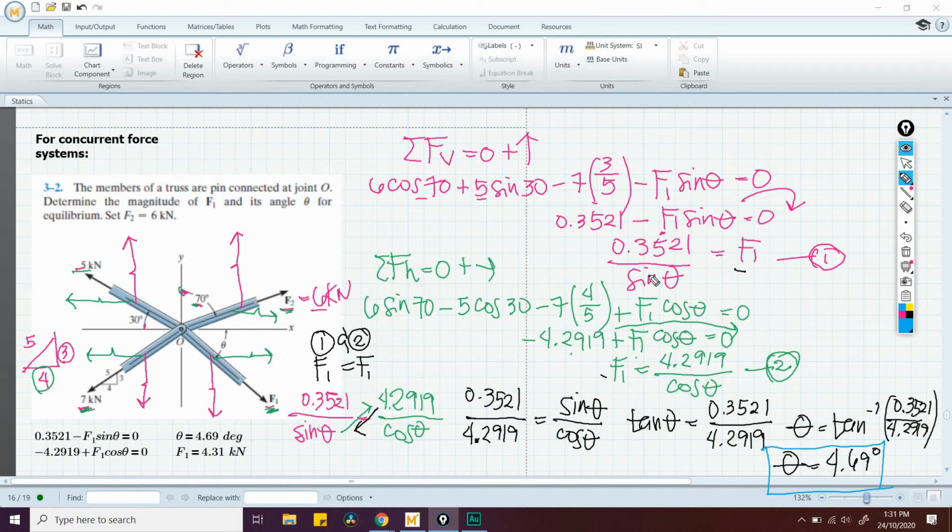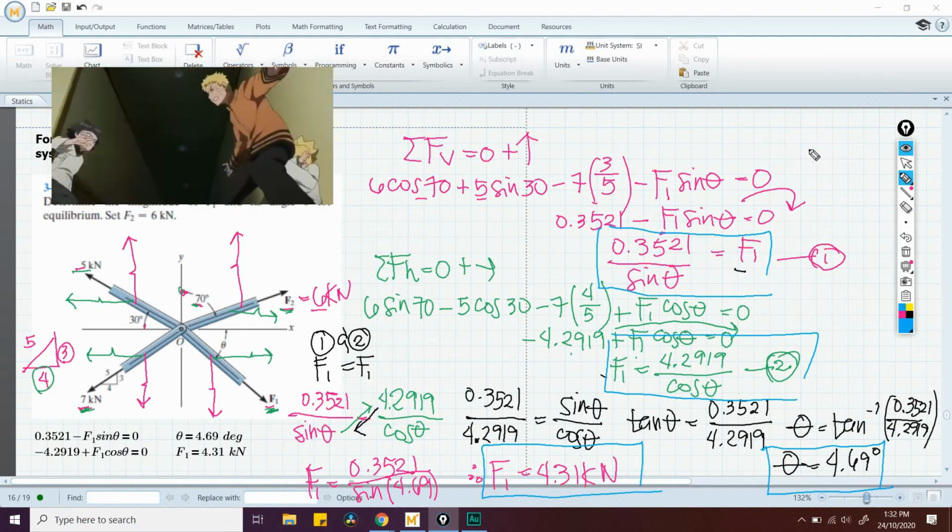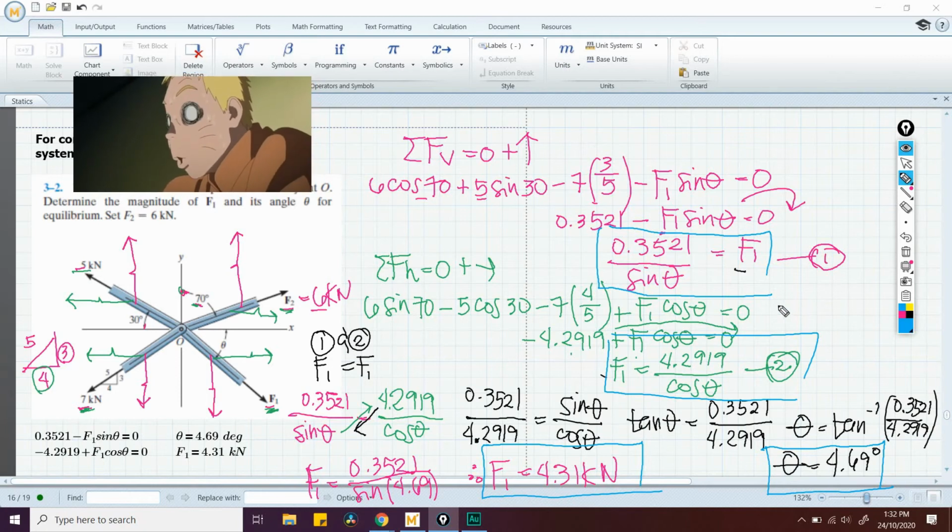Tapos, since alam na natin yung theta, we can use any of our equations dito, yung F1 natin. Pwede yung equation 1 or yung equation 2. So if we are going to use equation 1, so F1 will be equal to 0.3521 over sine of our theta, which is 4.69. Yan. So therefore, F1 is equal to 4.31 kilonewtons. Okay, so that is how we use our summation of forces vertical and horizontal in solving our concurrent force systems.